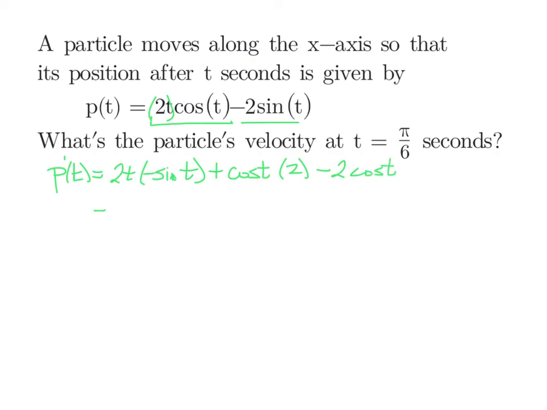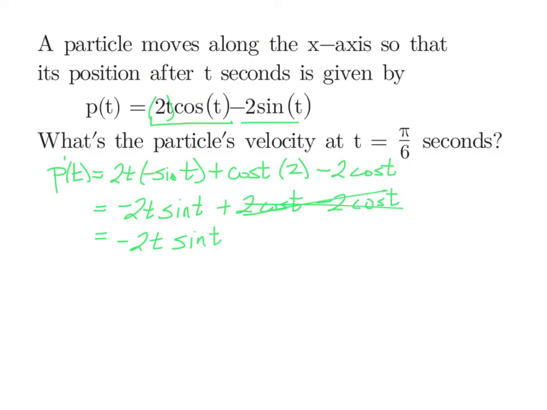We can kind of clean this up a little bit. We got negative 2t sine of t plus 2 cosine and minus 2 cosine. So these two are going to cancel each other out, and our derivative is just the negative 2t sine of t.